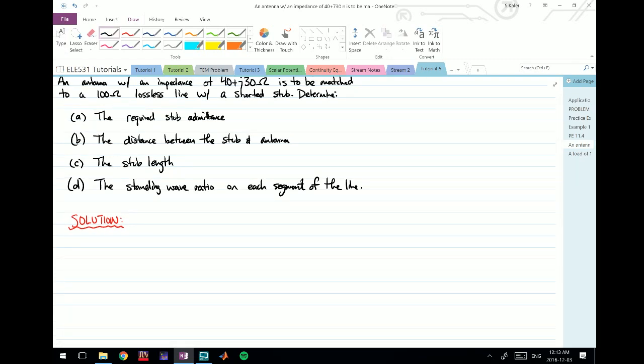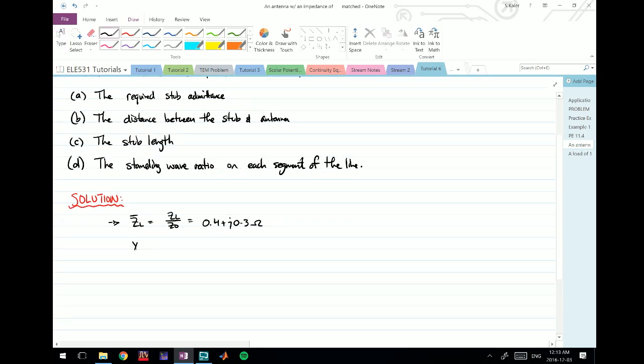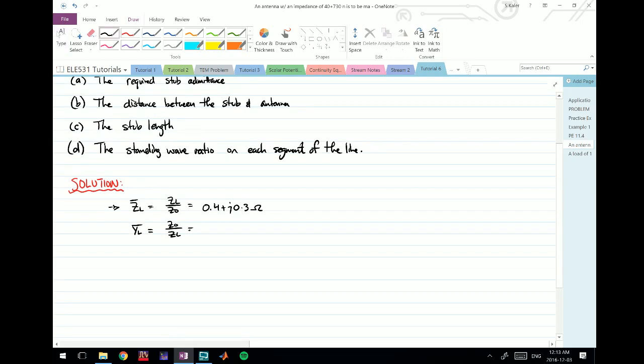We start with ZL normalized, which equals ZL over Z naught. This is going to be 0.4 plus j0.3. At the same time, we can calculate YL normalized. It's just going to be Z naught over ZL, since Y is just the inverse of Z. And so this is actually going to be 1.6 minus j1.2.